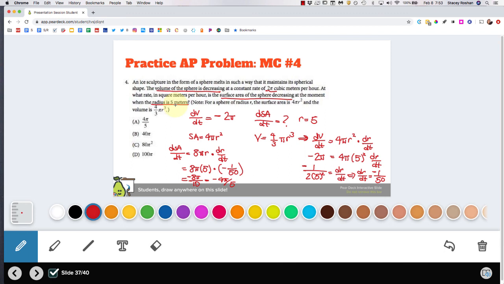And this question said, at what rate is it decreasing? It's decreasing at a rate of 4 pi over 5. See, they already said decreasing, so that's why I don't need a negative in my answer. Decreasing at 4 pi over 5, and the units are square meters per hour in this one.